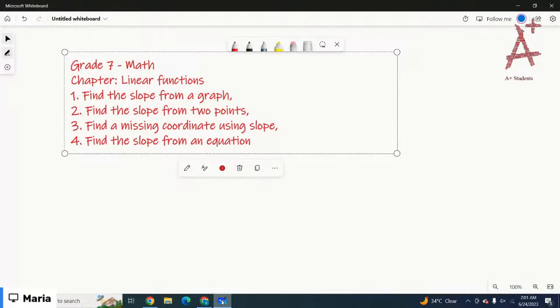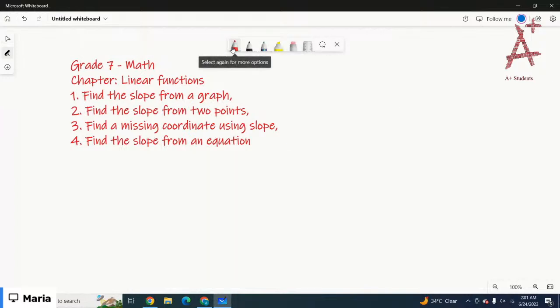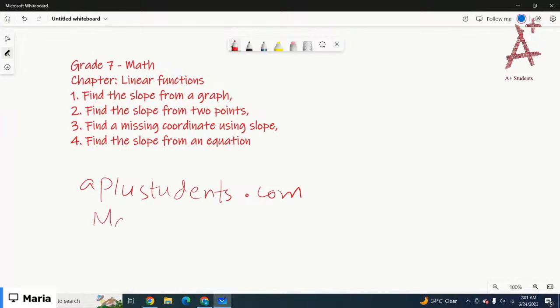We are here for grade 7 maths. You can find all the lessons on aplusstudents.com. You have to log in there using your email address and the password provided by the administrator. Then select math from the subject tab, scroll down to grade 7, and click on view all lessons. There you can find a list of the chapters.